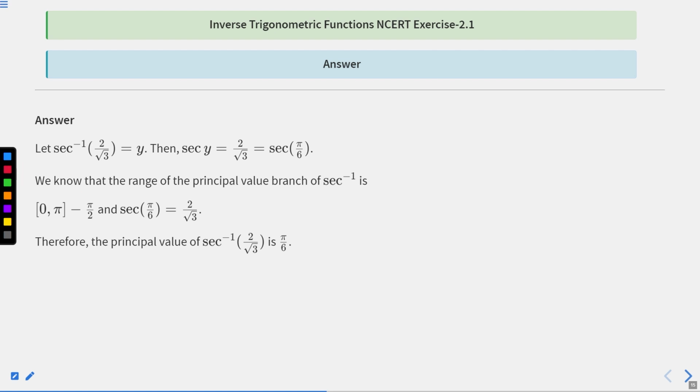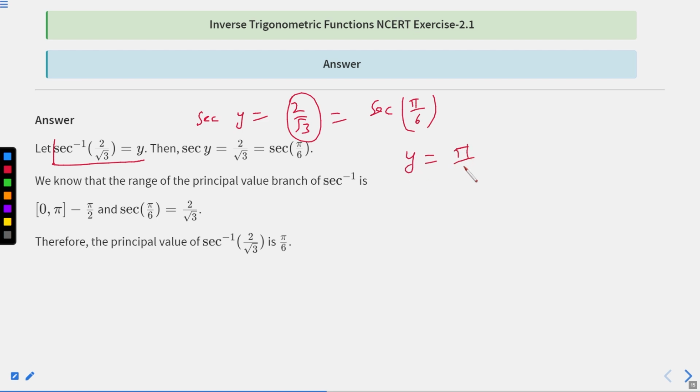Sec inverse of 2 root 3 is equal to y, then rewrite it as sec of y is equal to 2 root 3, and we know this is equal to what? Sec of pi by 6. Okay, now we can say that y is equal to pi by 6.